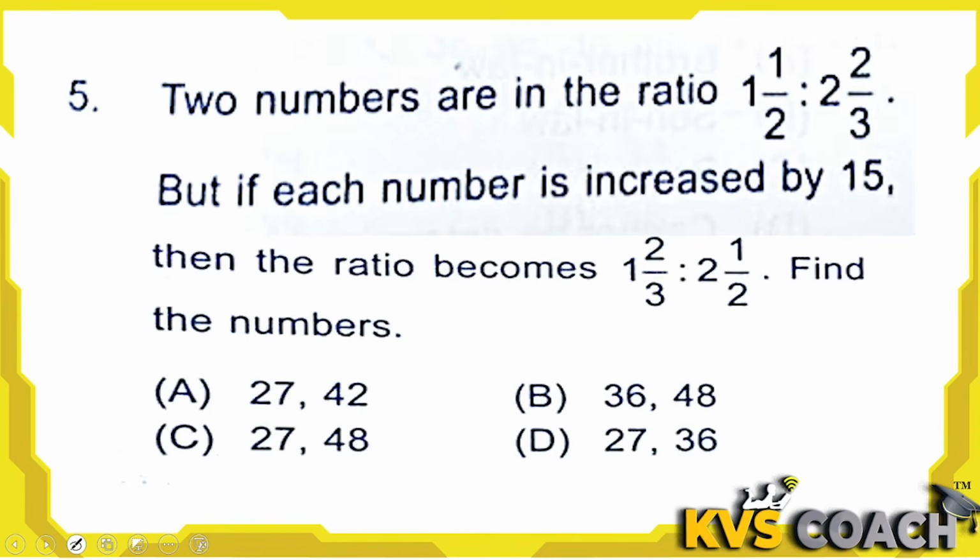Next question is, two numbers are in the ratio this and this. Okay, but each number is increased by 15. Then the ratio becomes this.